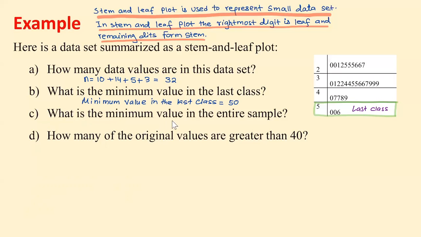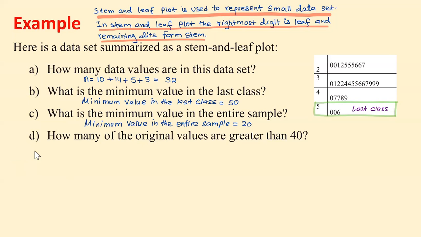Next one is, what is the minimum value in the entire sample? If we look at the whole data set, what is the smallest value? You can see the smallest value is all the way up here at the top. We have 2, 0, 20, then next 20, 21. So the smallest value in the whole data set is this one, 2, 0, 20. Let's write that. Minimum value in the entire sample is equal to 20.